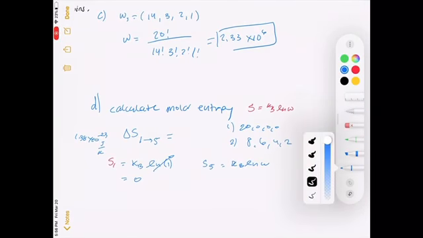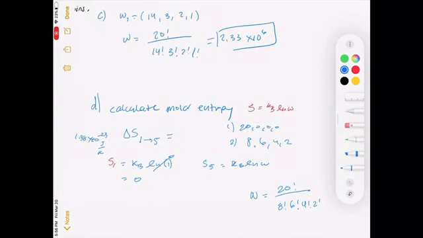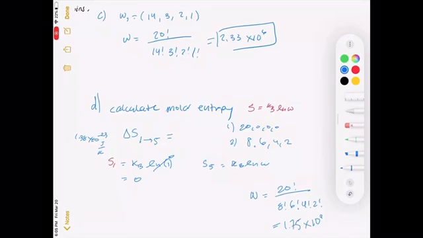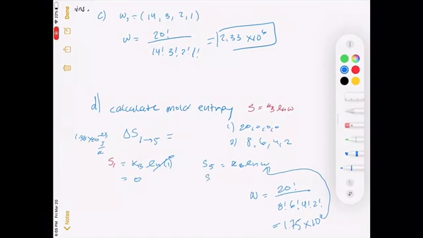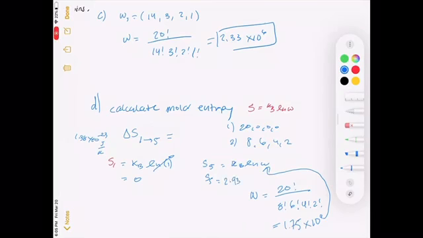So W is equal to 20 factorial over 8 factorial, 6 factorial, 4 factorial, and 2 factorial. And this should equal around 1.75 times 10 to the 9. So if you plug that into here, you should get an entropy at the fifth distribution level to be around 2.93 times 10 to the minus 22 joules per Kelvin.